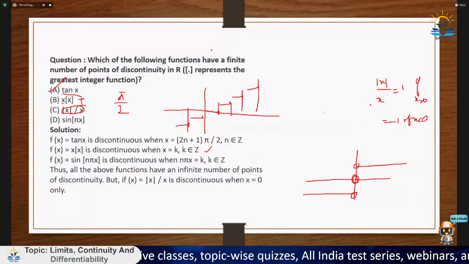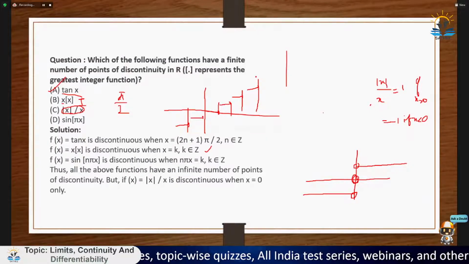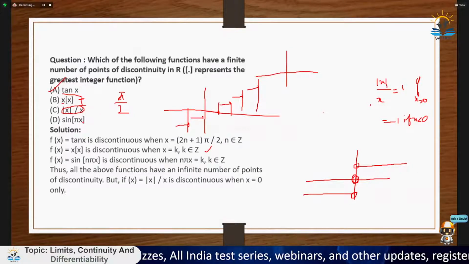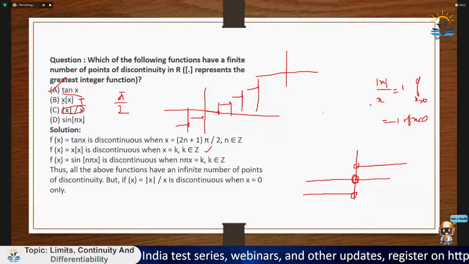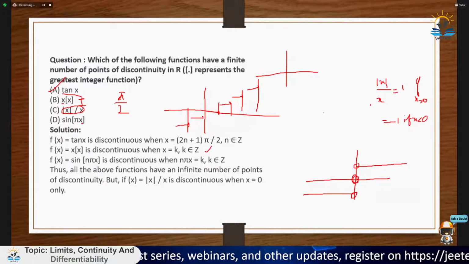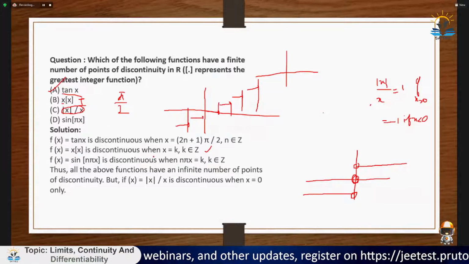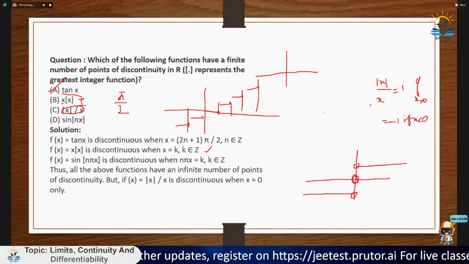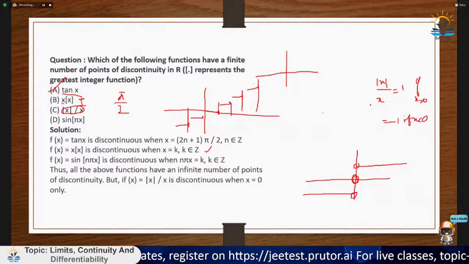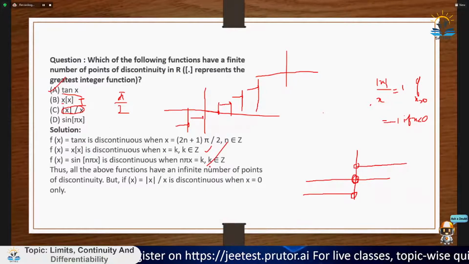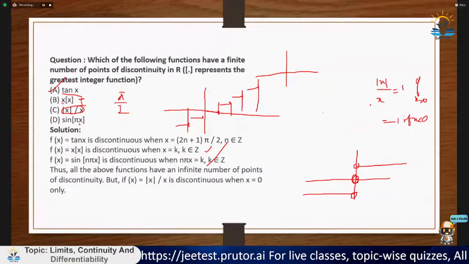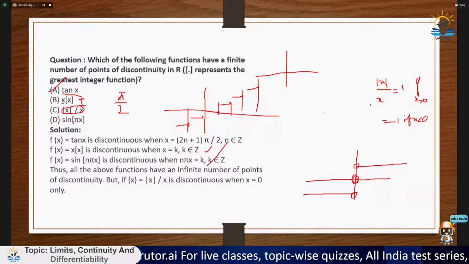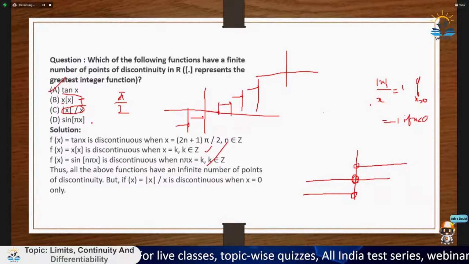Talking about sine pi x, it is sine of GIF of pi x. Since it is GIF of pi x, we know that GIF is discontinuous at all integers. So sine GIF of pi x will also be discontinuous at all points where n pi x becomes an integer, since it is a composition of two functions in which one function is discontinuous at all integers. Obviously, if I am applying sine on some function which is discontinuous at all integers, my sine function will also become discontinuous, and again integers are infinite in number.